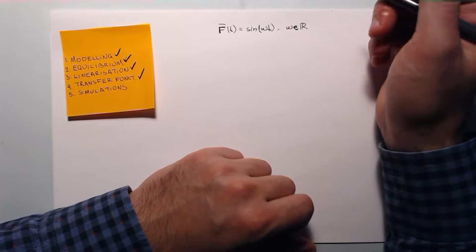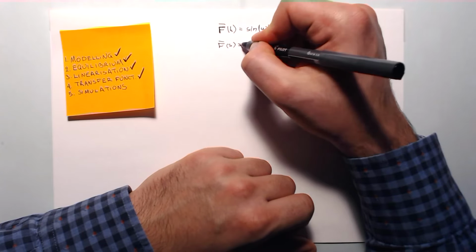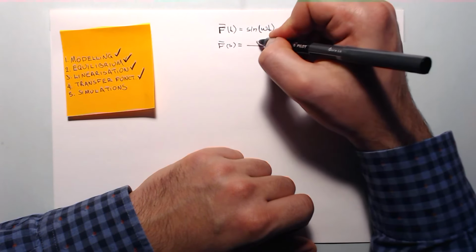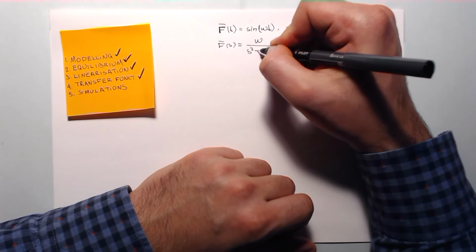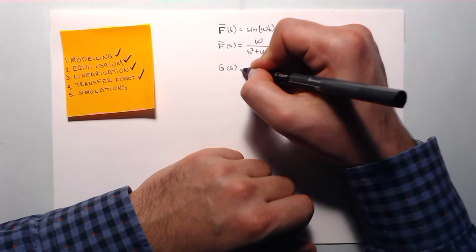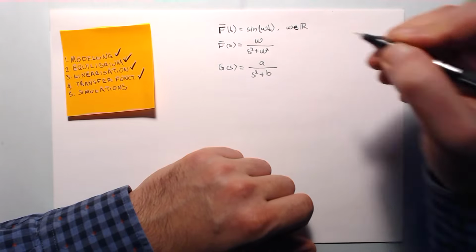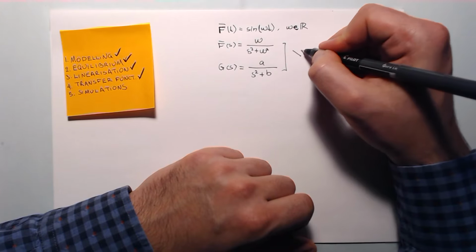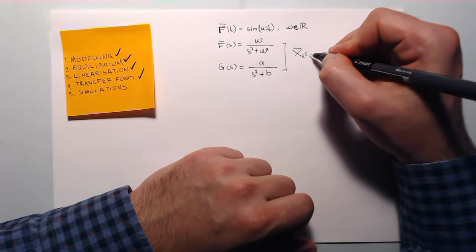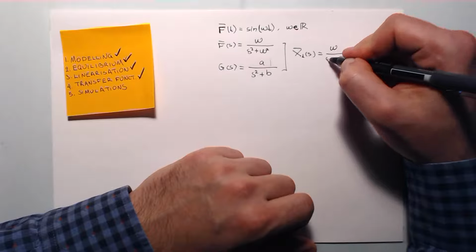All right. What is then the S domain of that? What is the Laplace transform of that? It is omega over S squared plus omega squared. Let me write down once again the transfer function. It is A over S squared plus B, which means that the output of the system is the product of these two.